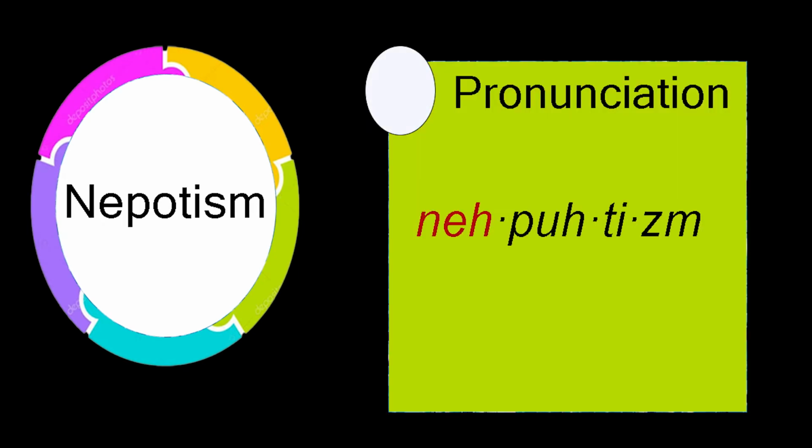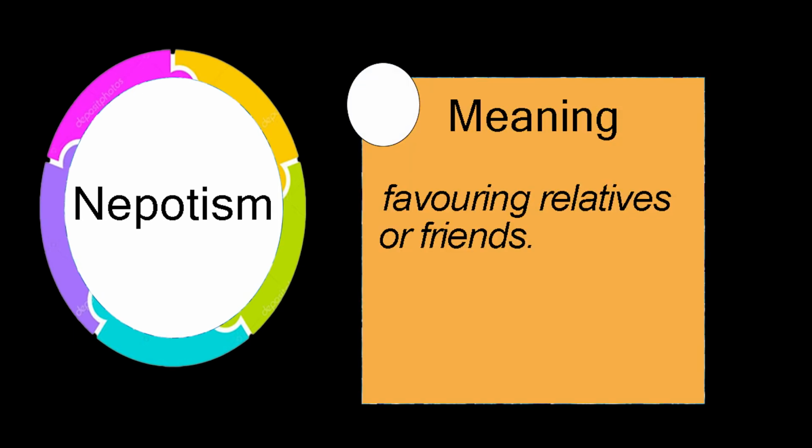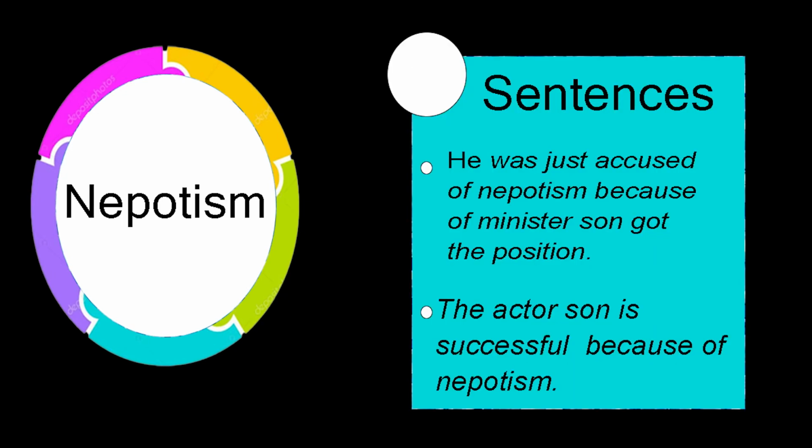Let's start by looking at its pronunciation. It's a 3-syllable word and the first syllable is stressed. Meaning is favoring relatives or friends. Let's see how it's practically used.